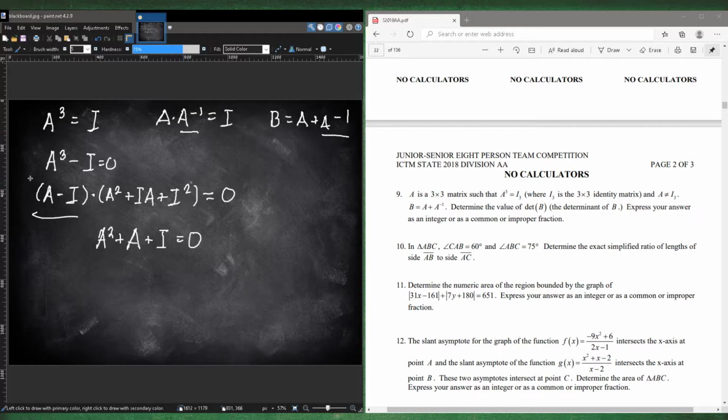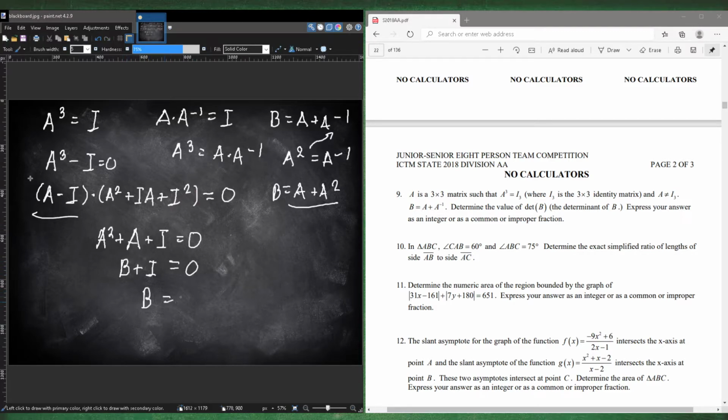Well, I see this right here. So what we could do is that since both of these are I, we could say a cubed is equal to a times a to the negative 1. Divide a from both sides, so that means a squared is equal to a to the negative 1. So we can substitute that inside, so that means b is equal to a plus a squared. So what is this? Well, this is right here. So that gives us that b plus I is equal to 0. That means b is equal to the negative identity matrix.